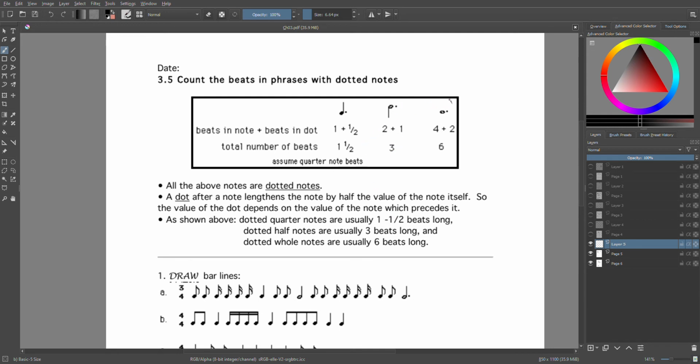Now finally we have the dotted whole note. Whole note is usually 4 beats. We have to add half of it. Half of 4 is 2. 4 plus 2 is 6. A dotted whole note is 6 beats long.